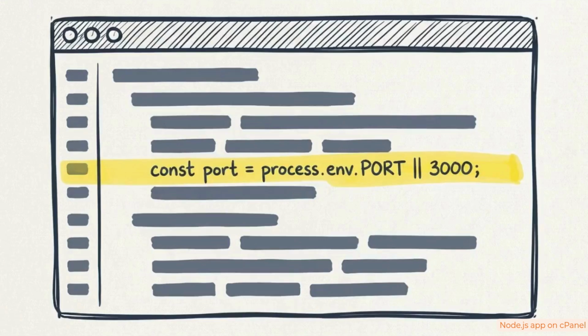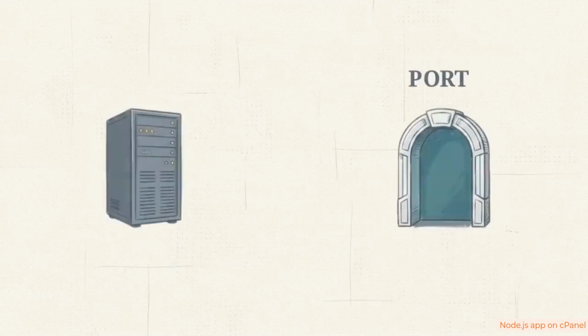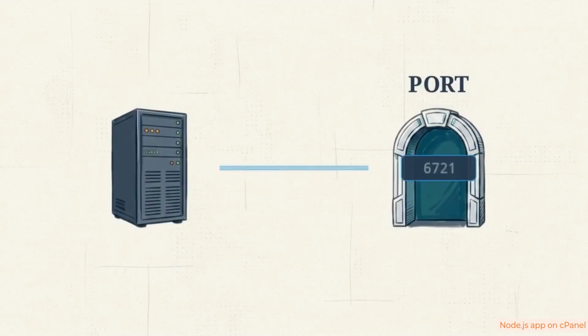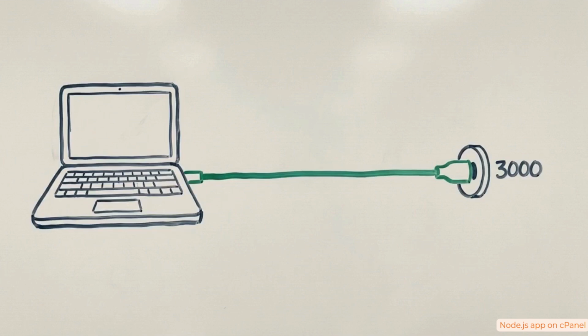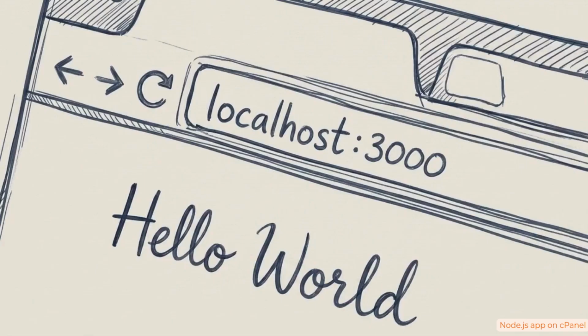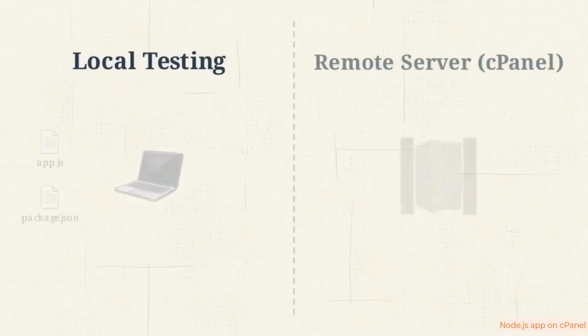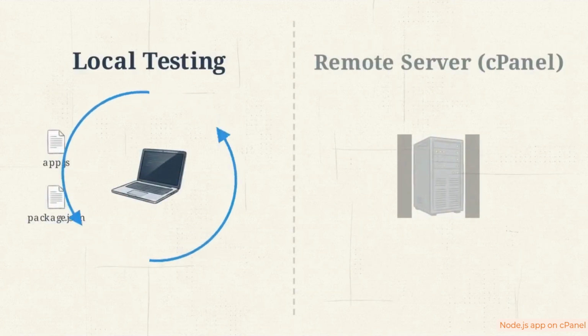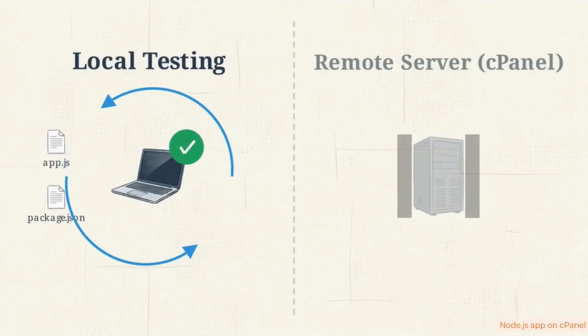Look at this sample Express script. Notice the highlighted line. We use const port equals process.env.PORT || 3000. This small change tells cPanel to dynamically assign an available port for the live server, while still letting you use port 3000 locally. Test your app locally in your browser first. You want to guarantee your core code works in isolation before introducing any external server variables.